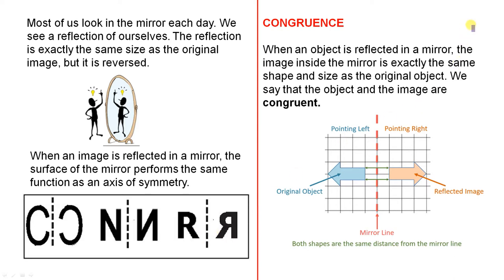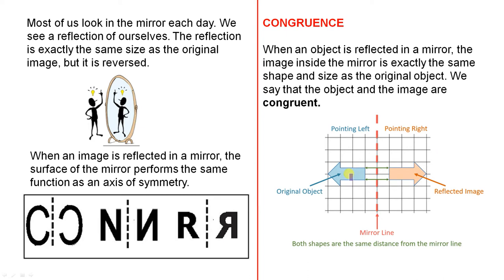Congruence. When an object is reflected in a mirror, the image inside the mirror is exactly the same shape and size as the original object. We say that the object and the image are congruent. That's what the word congruent means. It means it's exactly the same shape and size, as it is for this young individual and for each of those letters. So let's have a look at some examples of reflection.